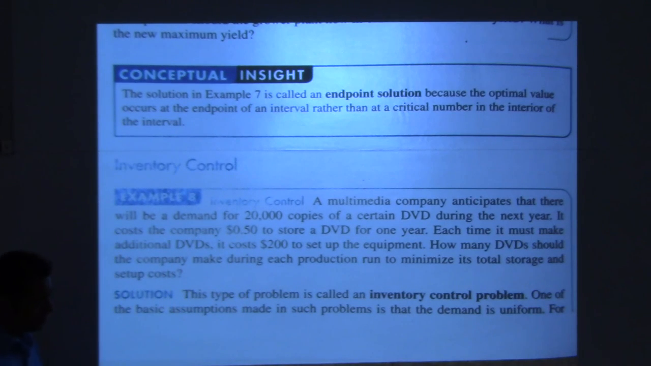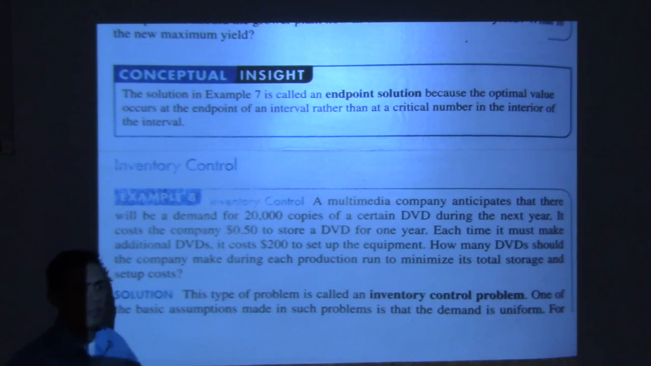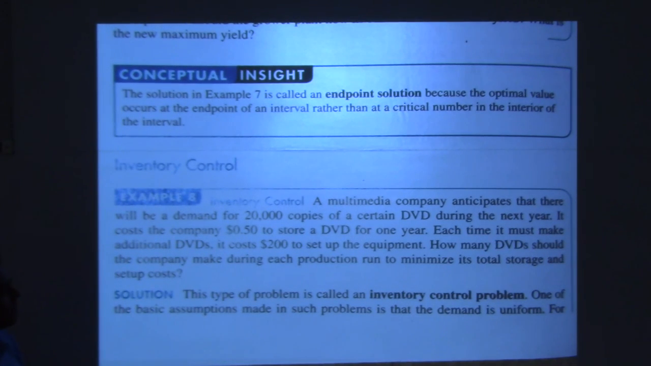Each time it must make additional DVDs, it costs $200 to set up the equipment. So when they are making the DVDs, they have to hire someone, I guess, and sit them down at the computer and set up the machine, and that costs them $200 each time. We call that a production run. So when they do a production run, there's a fixed cost of $200 every time. How many DVDs should the company make during each production run to minimize its total storage and setup costs?